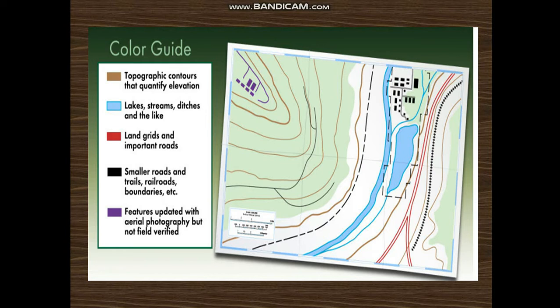Here a topo sheet is displayed on the right side, and the left side shows which colors represent each feature. You can see the blue color, which indicates the different water bodies of that area, and the brown color, which indicates the contour lines of that area. Contour lines are nothing but lines joining equal elevations. The red color indicates the main road of that area, and the black color indicates railroads and smaller roads.